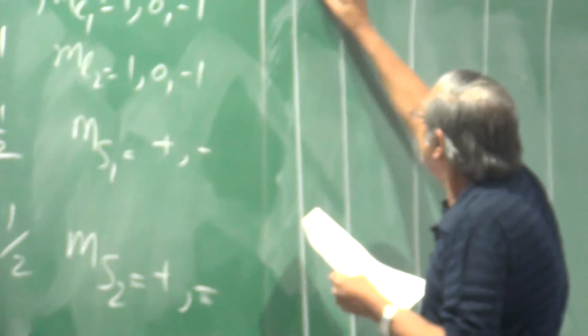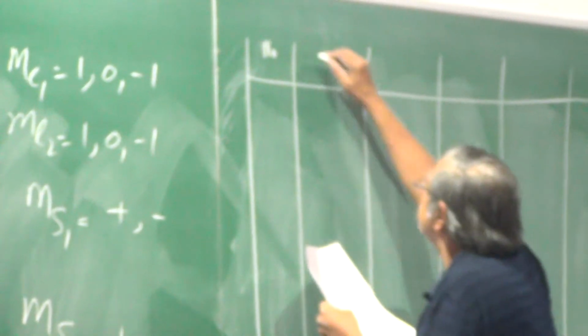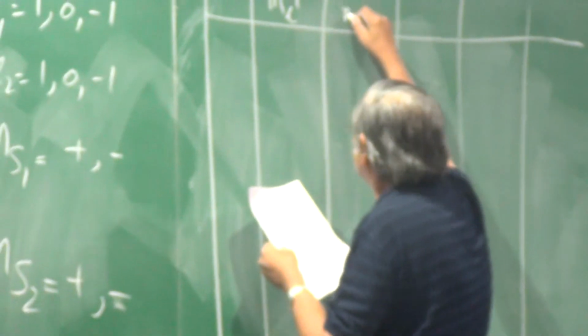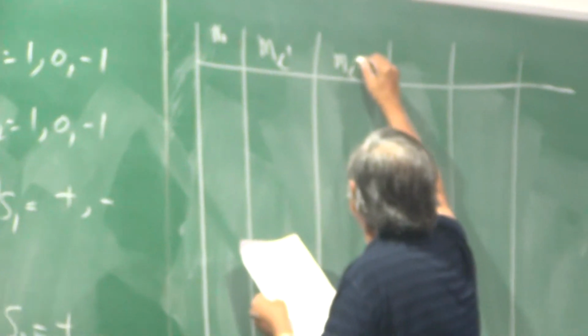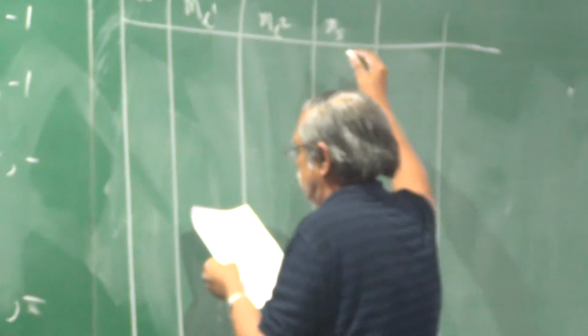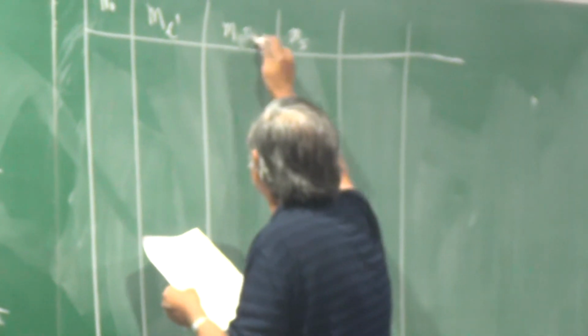I'm just going to put a number here. This is ML1, ML2.